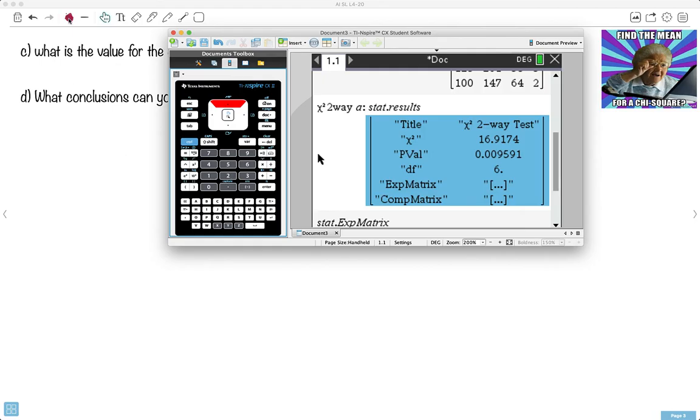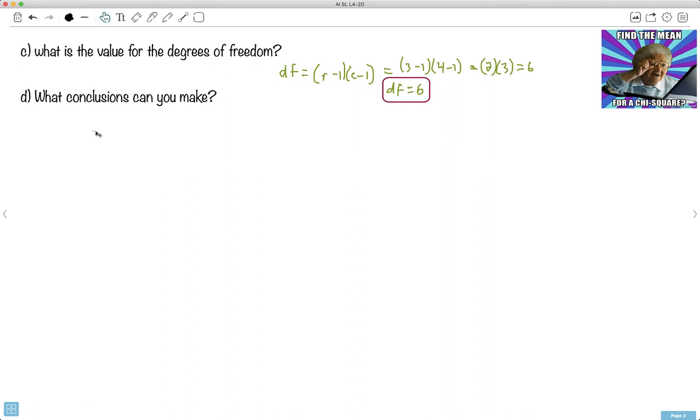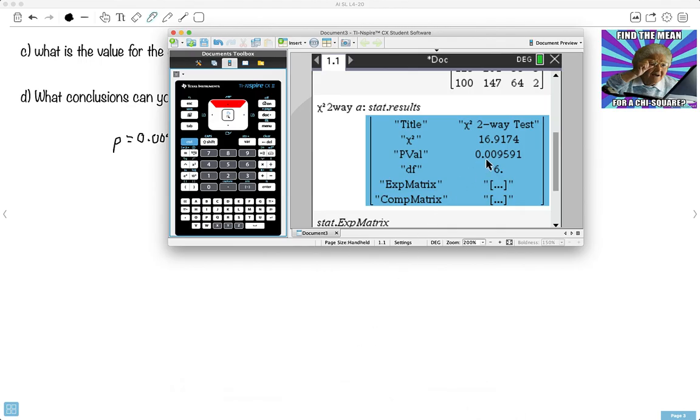Okay, so P is 0.009591. I also needed this, just in case.